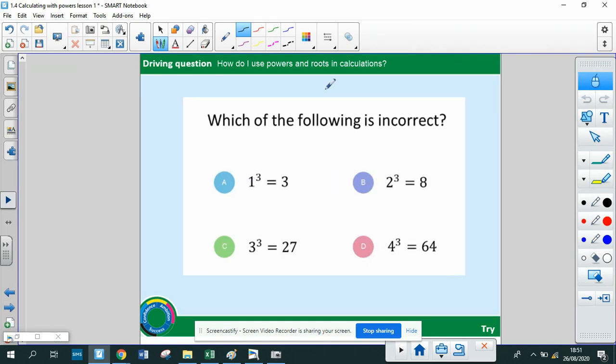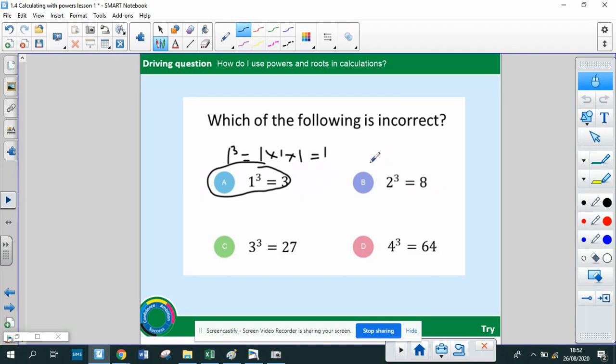Which of the following is incorrect? 1 cubed is 3. Well, 1 cubed is 1 multiplied by 1 multiplied by 1. Remember, we're multiplying, not adding. 1 multiplied by 1 is 1, and multiplied by 1 again is 1. So that answer is not 3, that's incorrect.